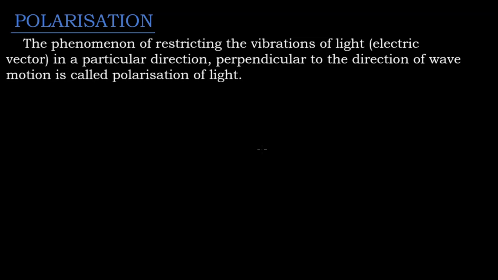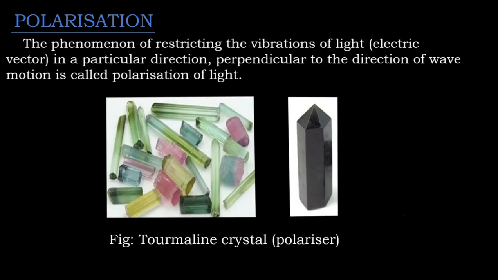Now, how do we bring about polarization of light? We use special crystals like a tourmaline crystal. So this is the diagram, the picture of a tourmaline crystal. It can be of many colors. It can be black or green, pink, and so on. So by allowing light to pass through such a device, the light can be polarized. And these devices are known as polarizers.